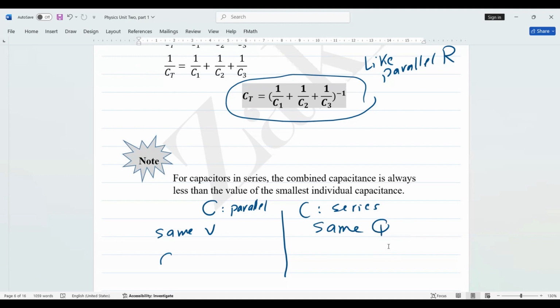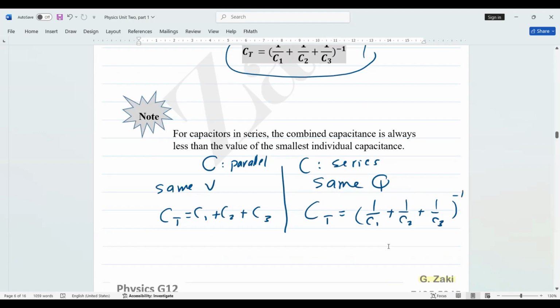And C total in parallel, C1 plus C2 plus C3. In series, C total equals 1 over C1 plus 1 over C2 plus 1 over C3, all to the power negative 1. To increase the capacitance, we connect the capacitors in parallel. To decrease the capacitance, connect them in series. Okay, so remember that. Now, we solve this example.